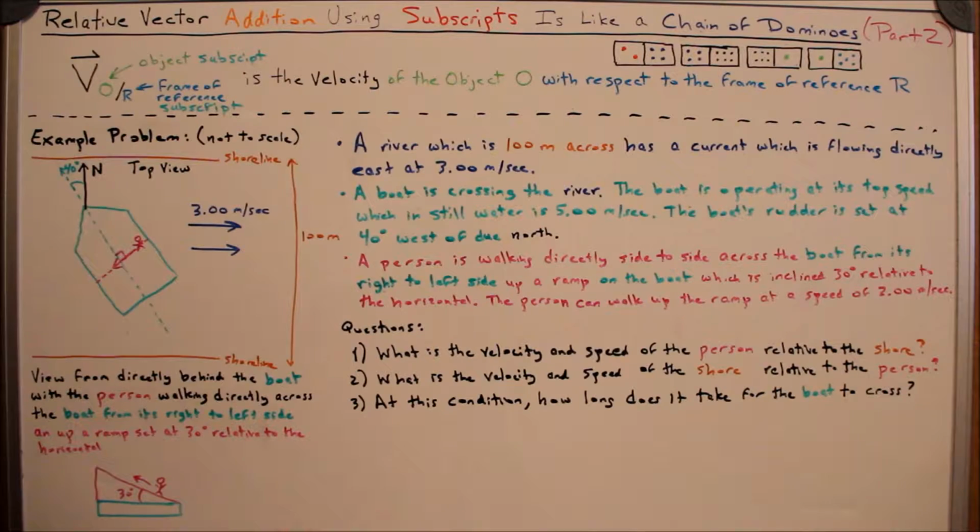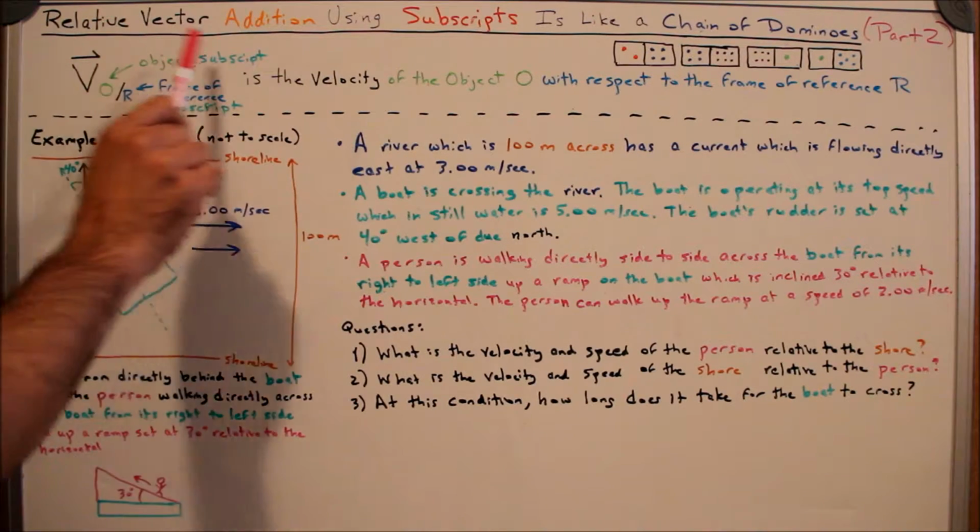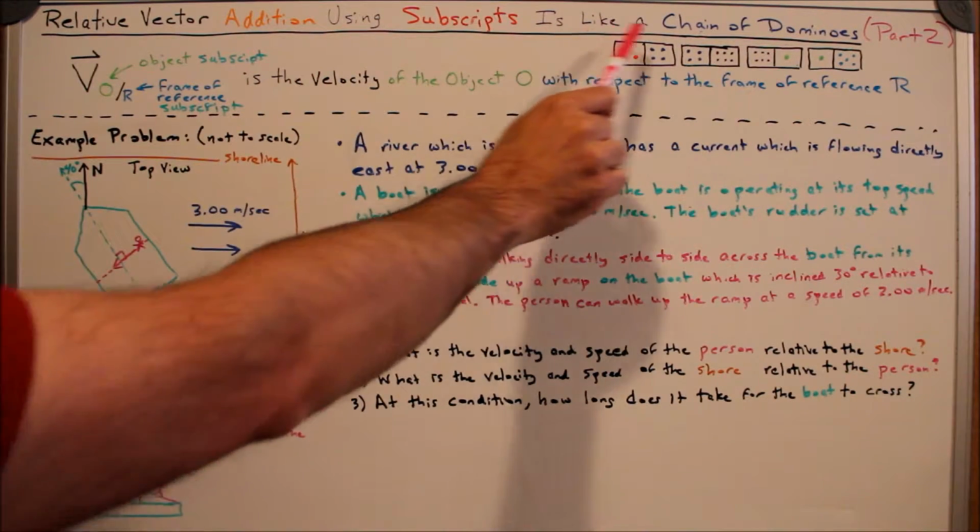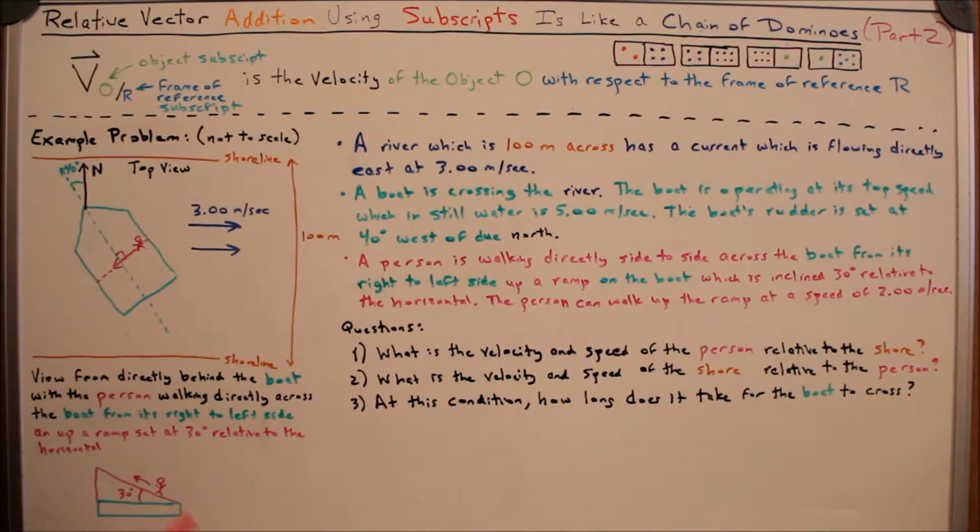This video is part 2, or an example problem for relative vector addition using subscripts that is like a chain of dominoes. And here's our problem. Here's a picture of it, kind of a sketch of it, and here's the word. So let's go through it.